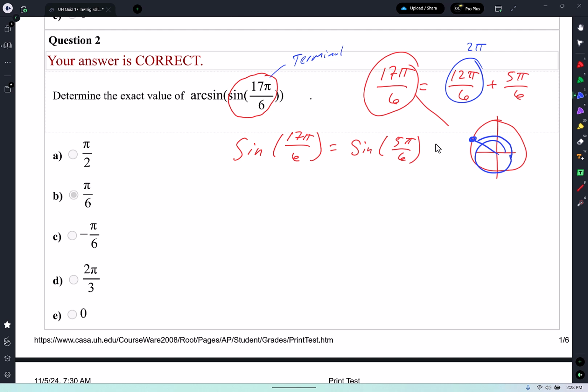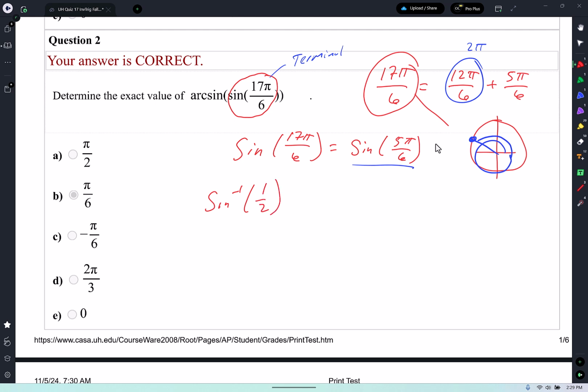So do you know what sine of 5 pi over 6 is? Do you remember? Do you remember, Kandura? Yeah, someone said it. What is it? Heck yeah, it's 1/2. So now I have this: sine of -1, arcsine of 1/2.